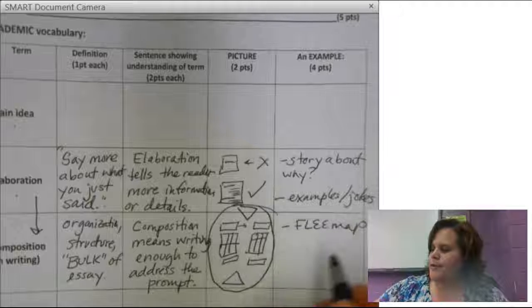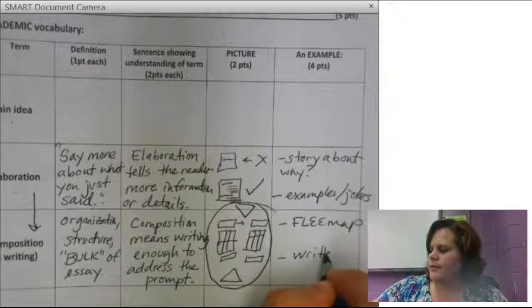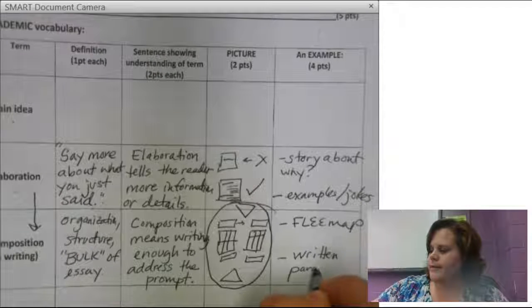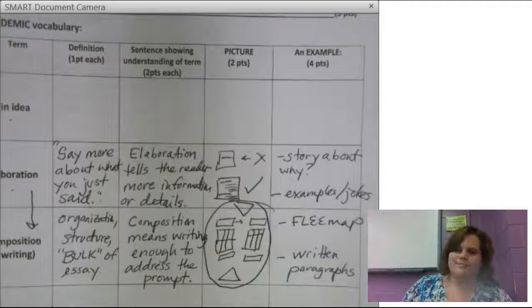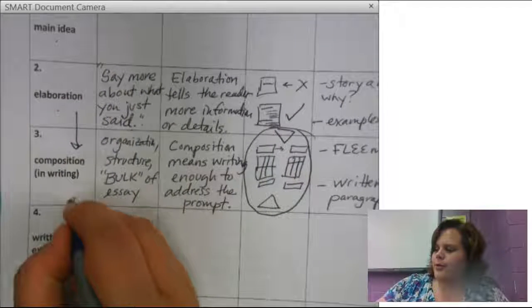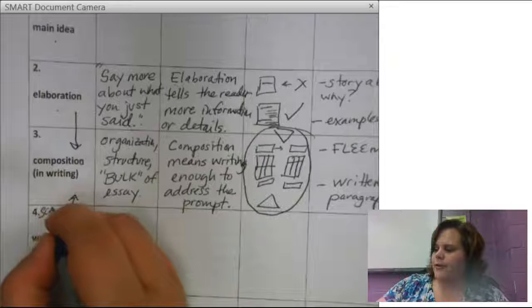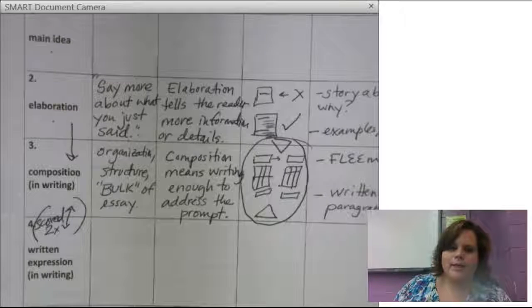An example of composition is your flea map. It's written paragraphs, not a list, but it's your actual structure. For written expression, and these are scored together, they count twice. These two right here are scored together and count twice.